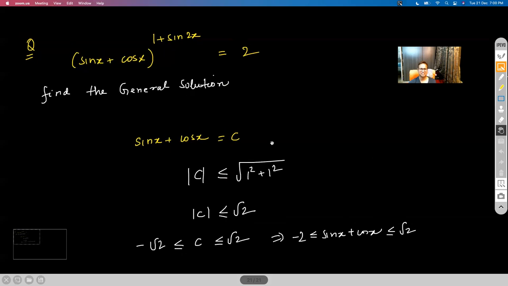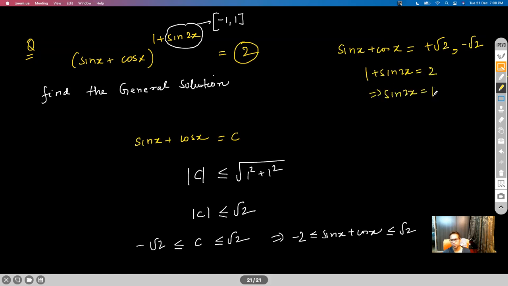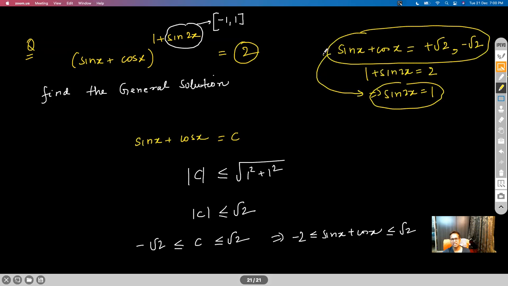Now, everybody, please pay attention. This fellow is a value which will lie between minus 1 to 1. Right? Now, I have a proposition over here. The proposition is, in order to become a 2, it can only happen when your sin x plus cos x either becomes a plus root 2 or a minus root 2, and the power of it becomes a 2, which means sin 2x becomes a 1. So only when these two conditions are simultaneously met, then only this equation is going to get satisfied, yes or no.